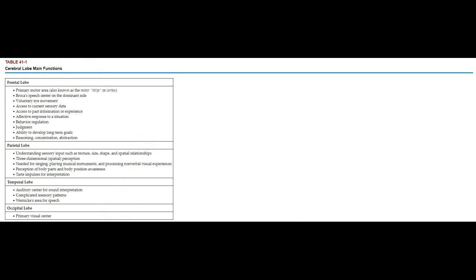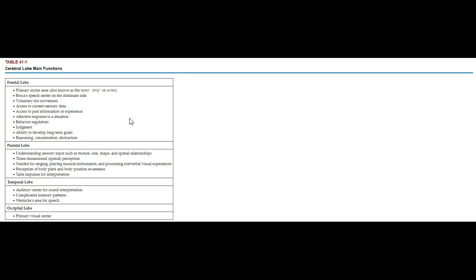Now with our brain, you had a picture of the brain earlier, and I have some slides for you too. But look what happens in the frontal lobe. Primary motor area, also known as motor strip or cortex. Look what happens. Your Broca's speech center. Voluntary eye movement. You know when you're doing your assessment with your cranial nerves, now start bringing that assessment into your neural assessment. Voluntary eye movement, access to current sensory data, access to past information.